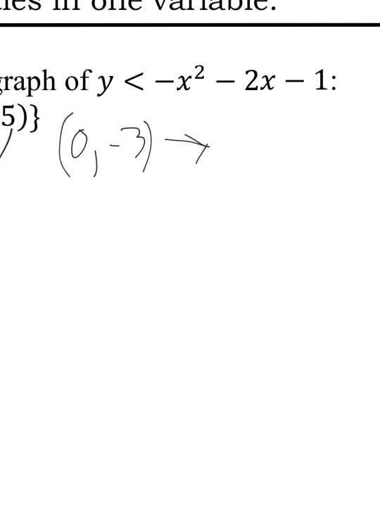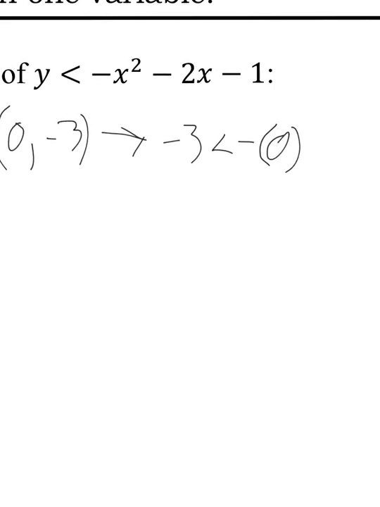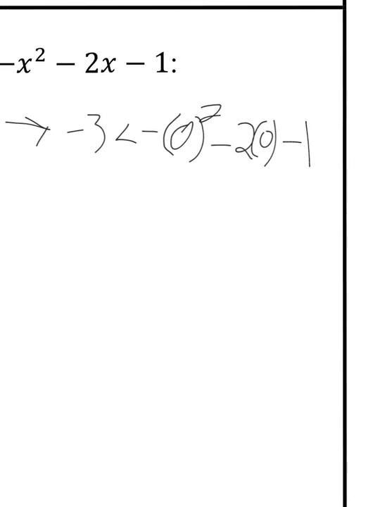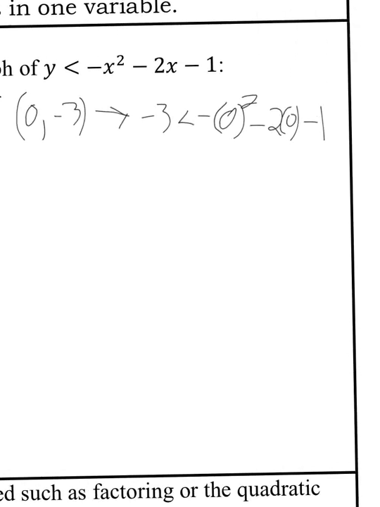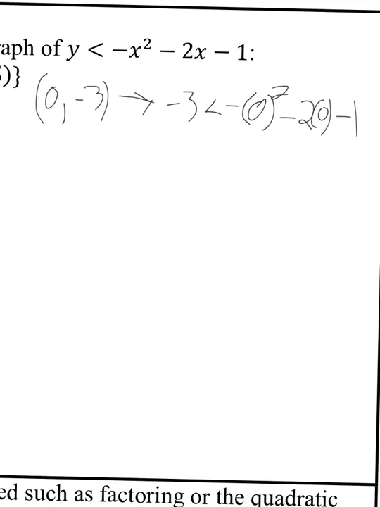So if I'm going to plug in (0, -3), I'm going to plug in 0 for x and -3 for y. So it'll say -3 is less than, and then I have a -x squared, so I'll use parentheses on the outside. The negative goes on the outside of parentheses because it's a negative and then an x squared. So -(0) squared minus 2 times 0 and then -1. Okay? You just need to type all that into the calculator and it'll tell you true or false.